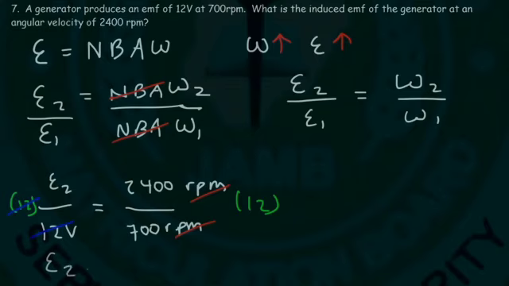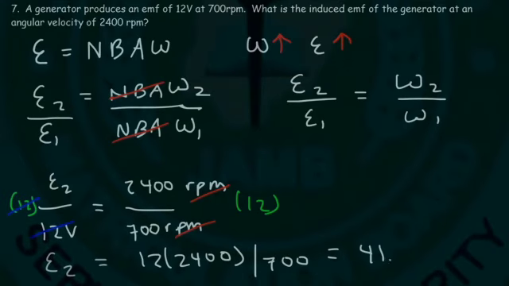So epsilon 2 is going to be equal to 12 times 2400 divided by 700. 2400 divided by 700 is about 3.429. If we multiply that by 12, this will give us an induced EMF of 41.1 volts. So that's the answer.